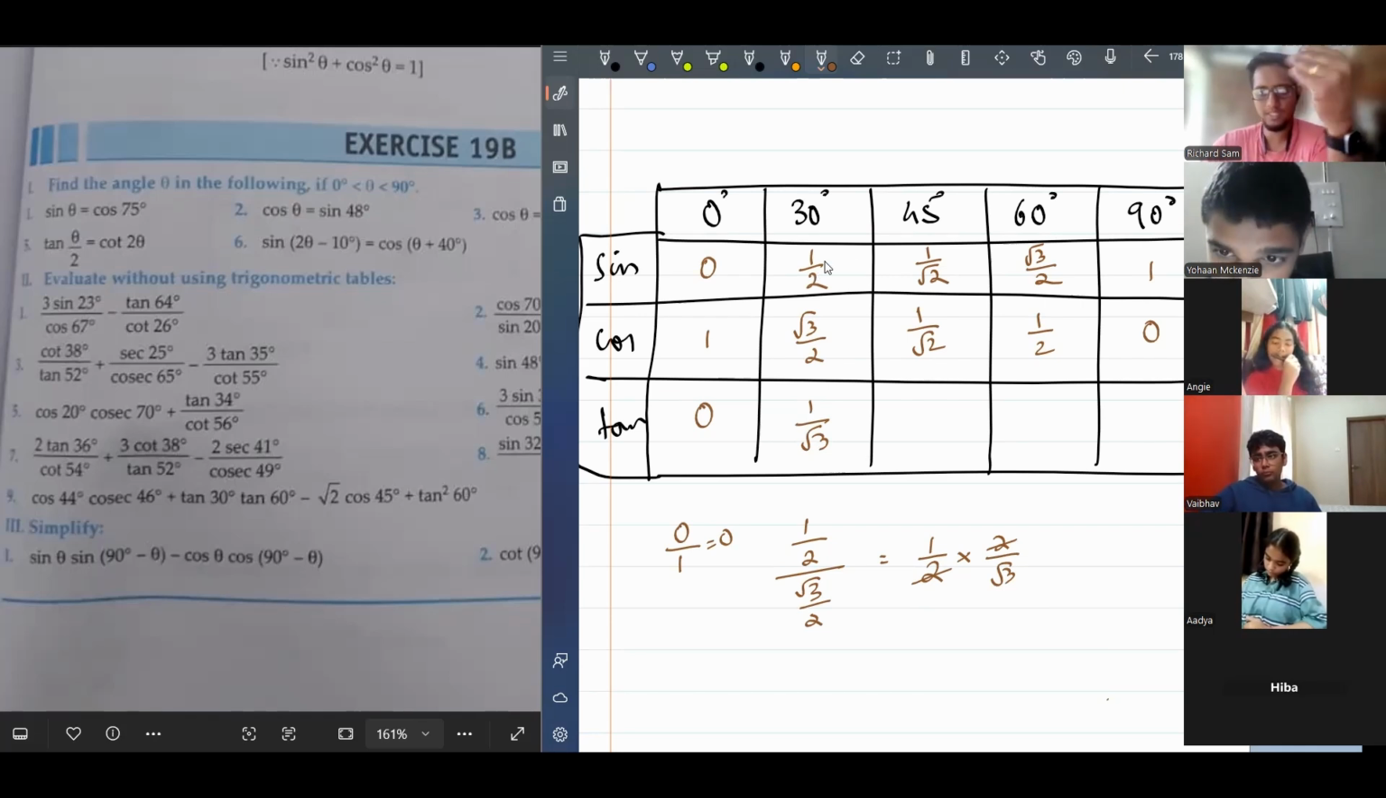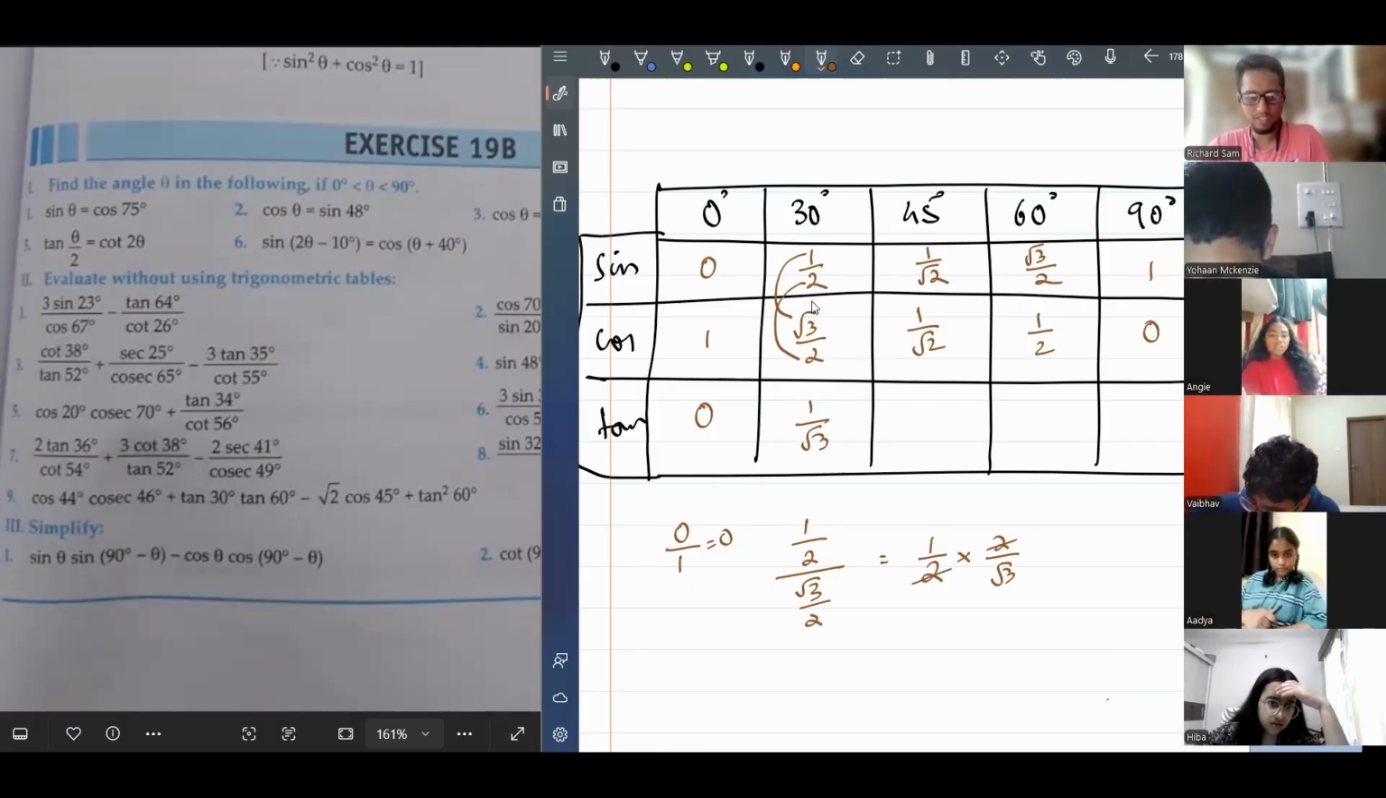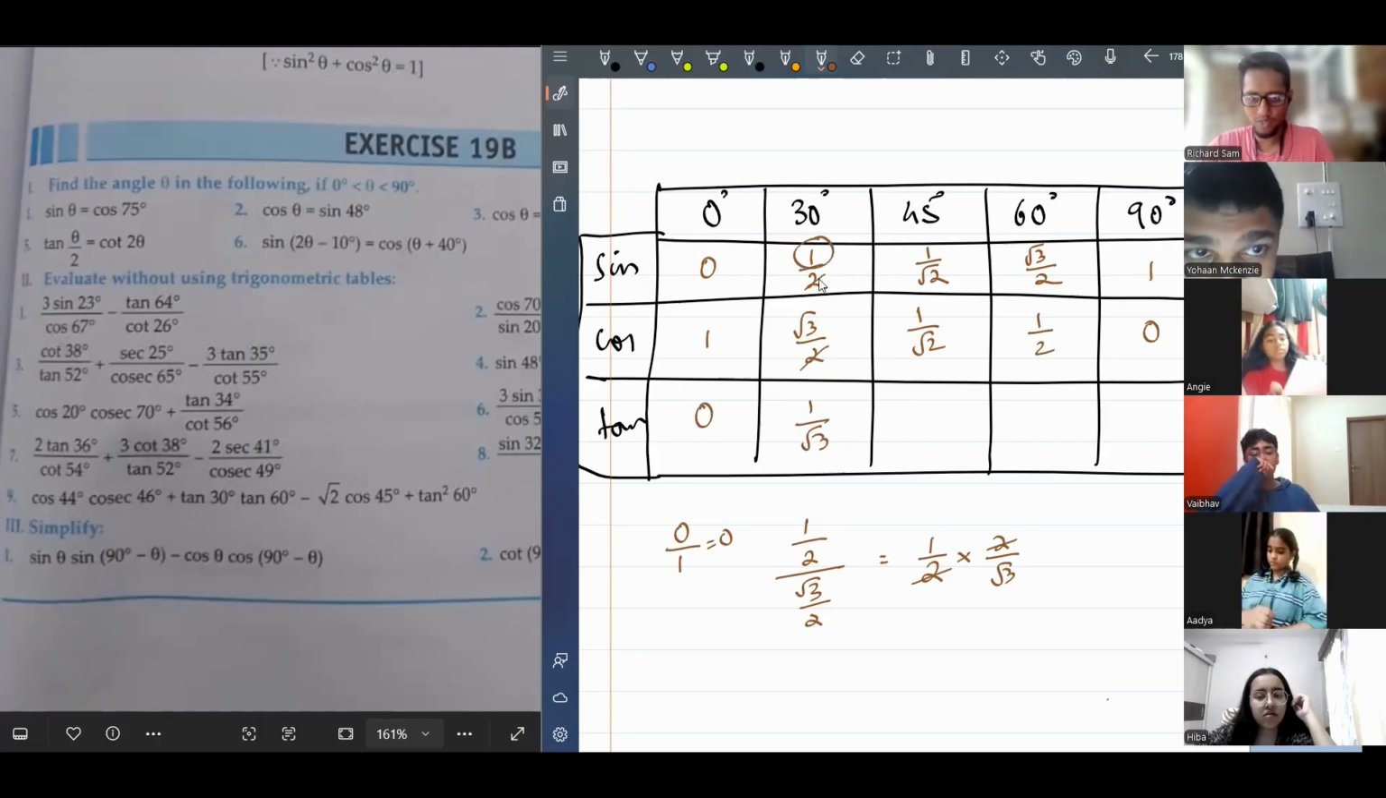Or you can even look at this. What you can cut is the 1 with the root 3 and the 2 with the 2. That's how cutting works when you have a fraction in the numerator and a fraction in the denominator. So what we're doing is actually cutting the 2 and the 2. You see that, everyone? 2 and 2 cut, what we have? 1 upon root 3. Did you get it?